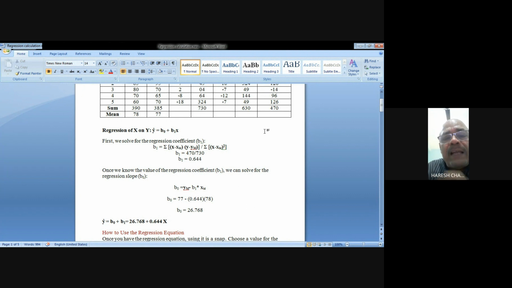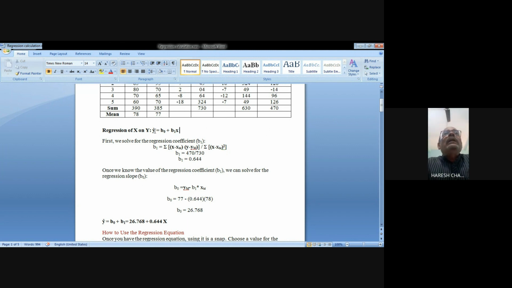On the other hand, if you want to know the mathematics mark from the science mark, then it is regression of y on x. You have to form the regression equation of x on y now.